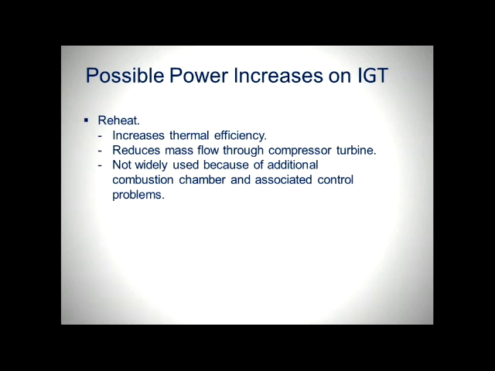You can also use reheat, or in the aircraft engine industry, they call it afterburning. It increases the thermal efficiency, it reduces the mass flow rate through the compressor turbine, and you can get more power out by injecting fuel between two turbines. But it's not really used that much because you have to have additional combustion chambers. And there's also associated control problems because you're burning fuel in exhaust rather than burning fuel in air. So it can be quite difficult to control this. In aircraft, nobody really seems to bother too much about it because it's done in a different way.